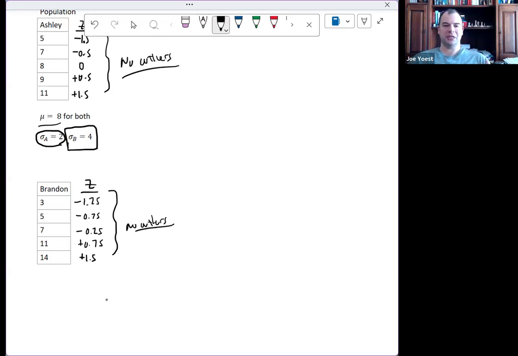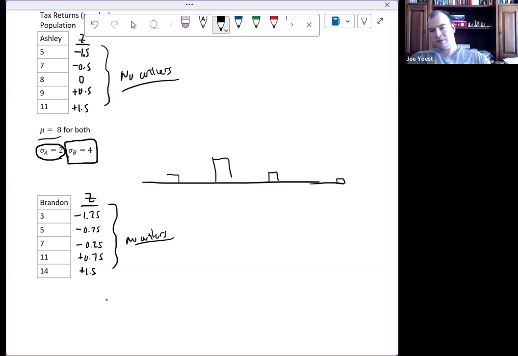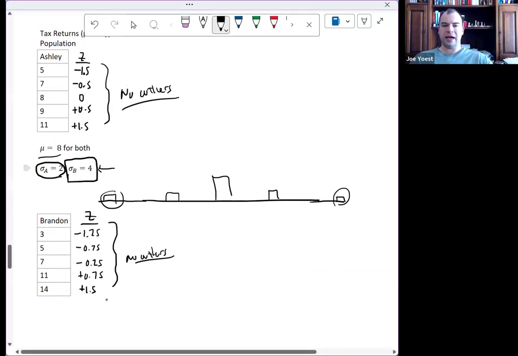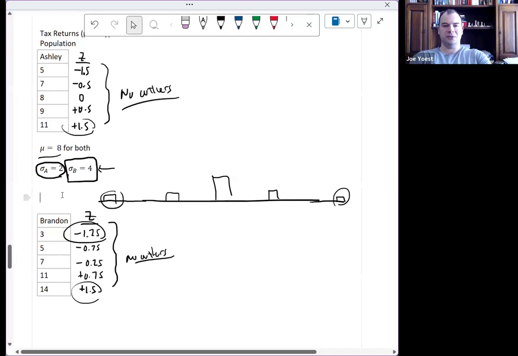This might be surprising because Brandon's performance seems to be so much more variable relative to that of Ashley's. But if I have a histogram that looks like this, are these really outliers? I mean, the whole data set is just spread out more. It's not like I have a really tight cluster right here with a ton of frequency, and then a couple that are far away. It's like everything is a bit more spread out. So Brandon's standard deviation is twice as high. The data is more variable for Brandon, but he still doesn't have any outliers. Brandon only has one 1.5 sigma event. The other more extreme is just a 1.25 sigma event. So the Brandon data has no outliers according to the two standard deviation rule.